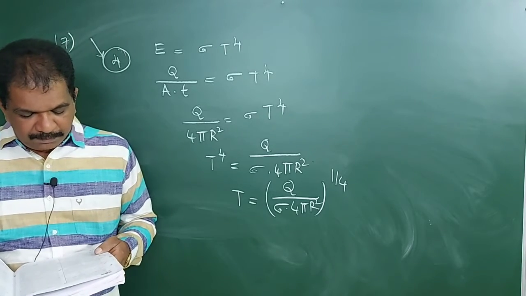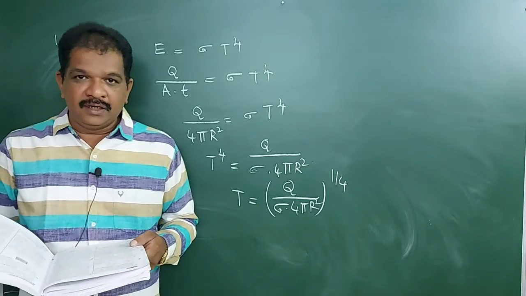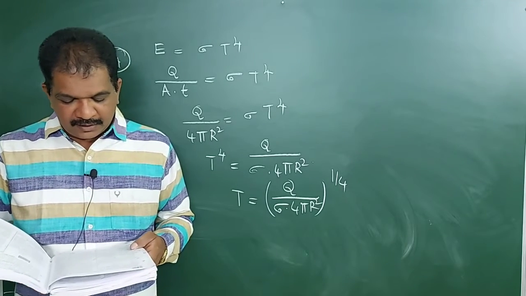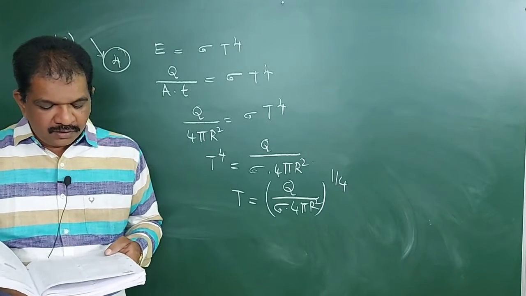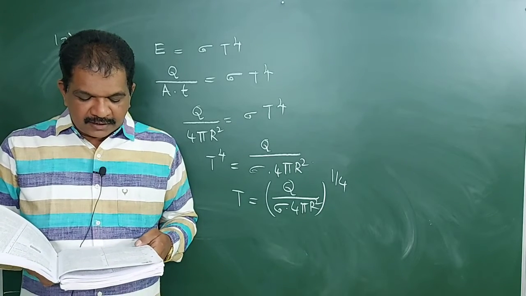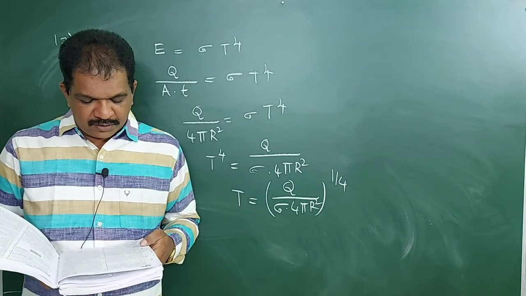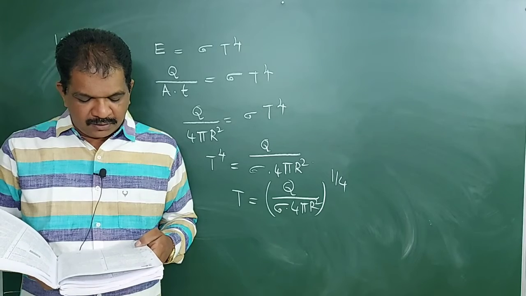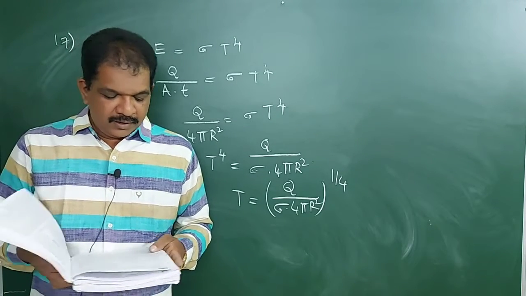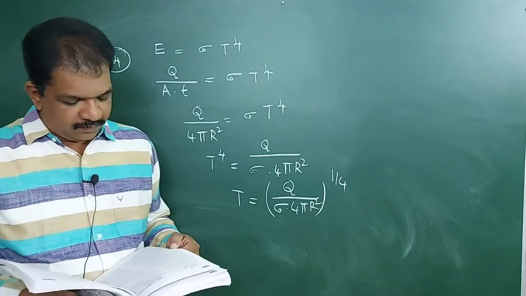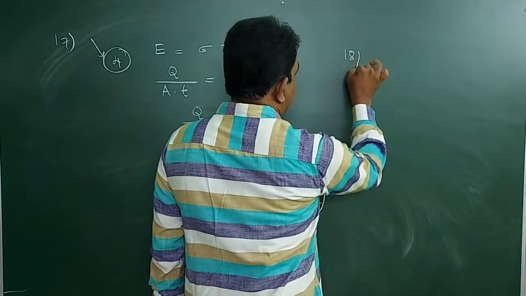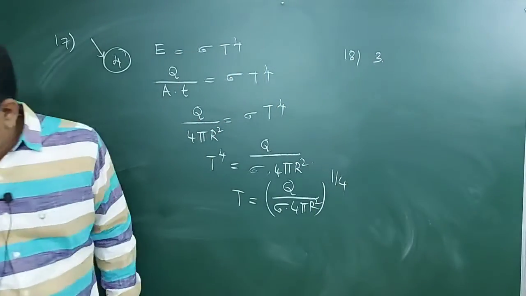18th: a piece of iron is heated in a flame. First it becomes dull red, later it becomes reddish yellow, and finally it turns white hot. The correct explanation for the above observation is possible by using Wien's displacement law. Theory question. 18th will be the third option. Okay, next, 19.